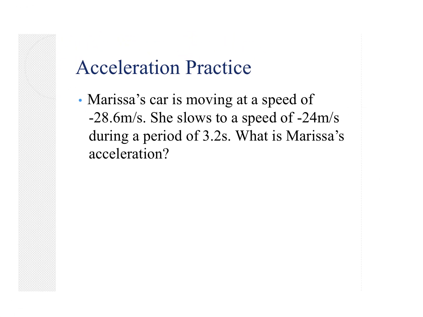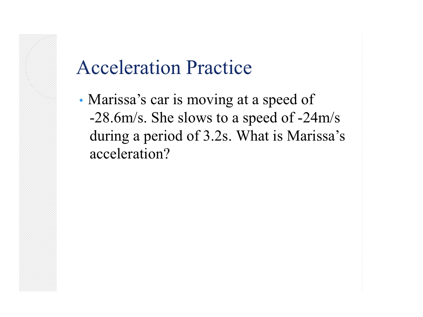Let's try this one. Marissa's car is moving at a speed of negative 28.6 meters per second. She slows to a speed of negative 24 during a period of 3.2 seconds. What is her acceleration? I will tell you this. We know there's a difference between speed and velocity, but from now on, they get used interchangeably a lot. So just count that as a velocity, even though it says speed. I do that by accident too, but I know they mean different things, but our vocabulary is used to the word speed more so than velocity. So they can be used, and in these problems, we are still treating it as velocity.